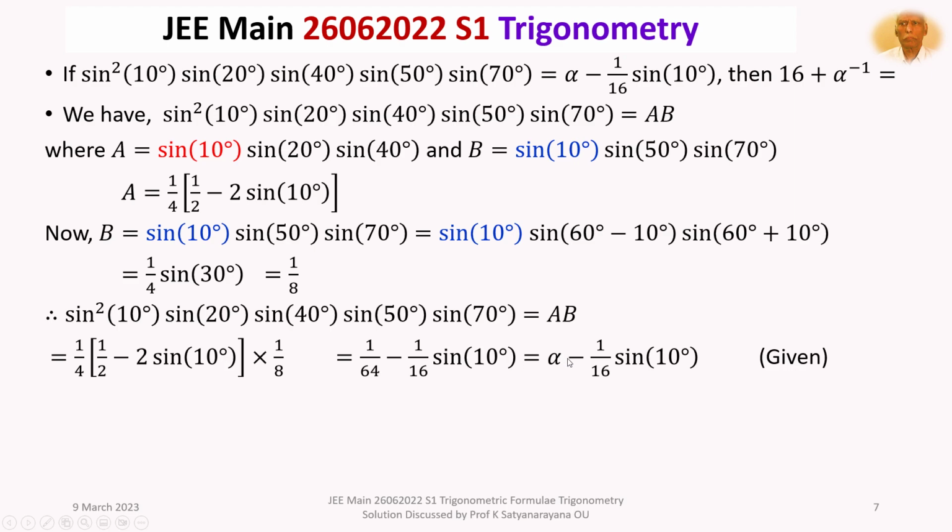And it is given to us as alpha minus 1/16 sine 10 degrees. So this is given like this. Now on comparison, we will get alpha is equal to 1/64. Therefore, alpha inverse is equal to 64.